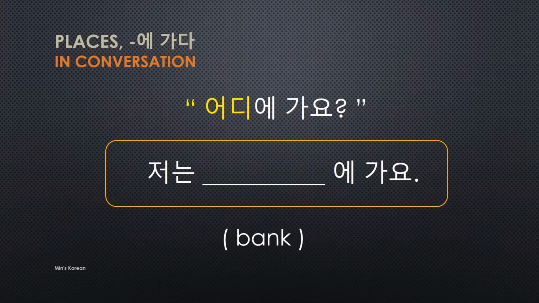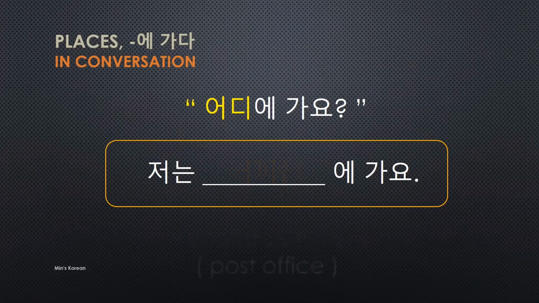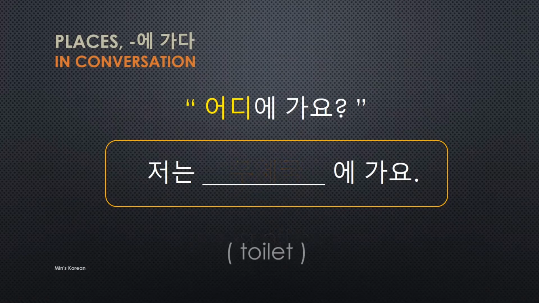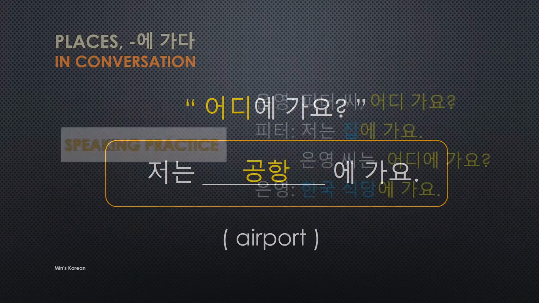Bank. 저는 은행에 가요. Coffee shop. 저는 커피숍에 가요. Post office. 저는 우체국에 가요. Toilet. 저는 화장실에 가요. Airport, remember? 예, 공항. 저는 공항에 가요. All good.